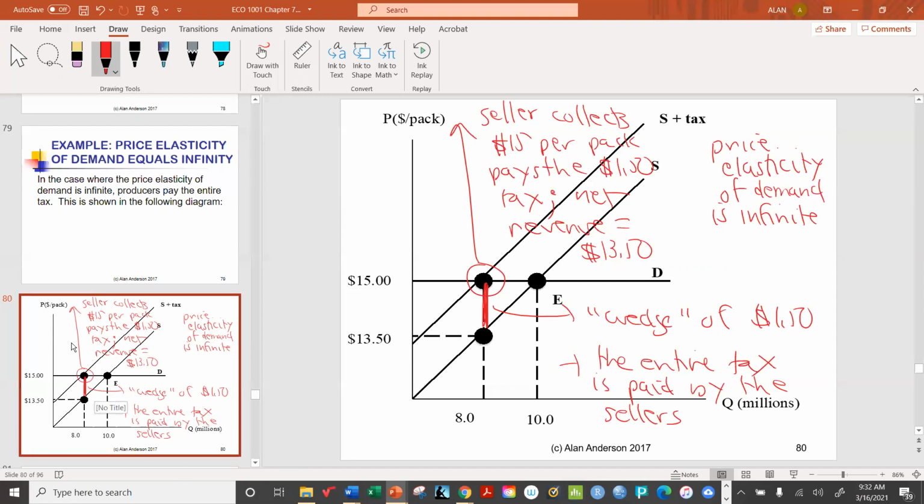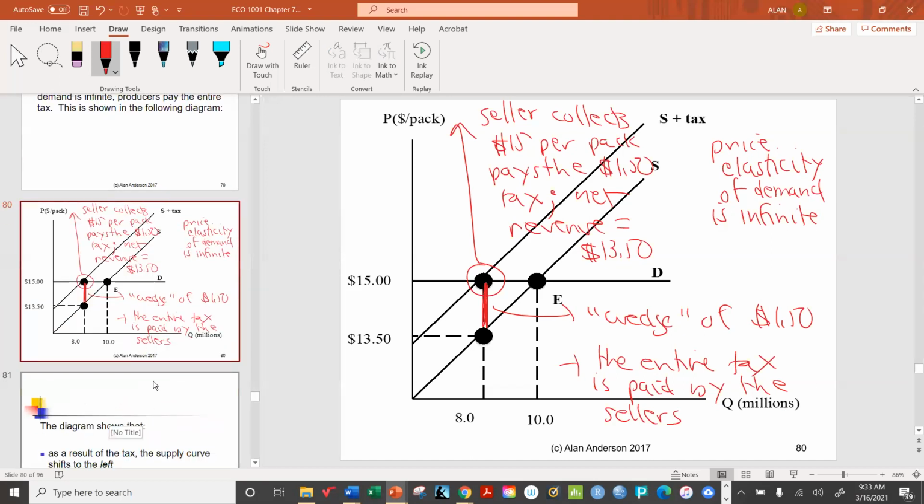All right. So does that make sense to everyone? I hope. And what's nice about this is you can see it just by looking at the graph. It's not something you have to memorize, but when you stop and think about it, if people are that sensitive to prices, then the seller would have to be crazy to raise the price, even if there's a tax.